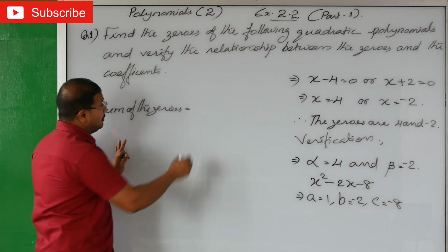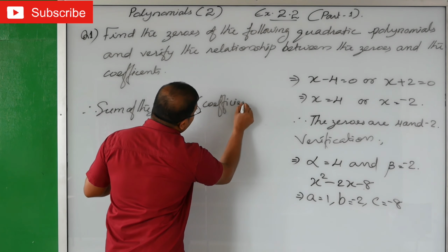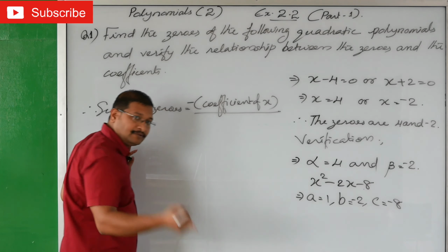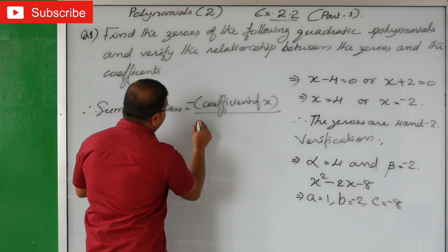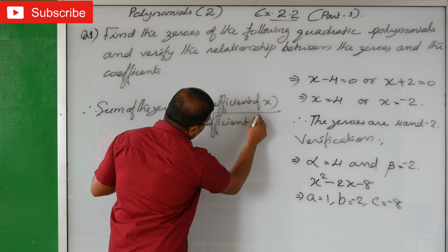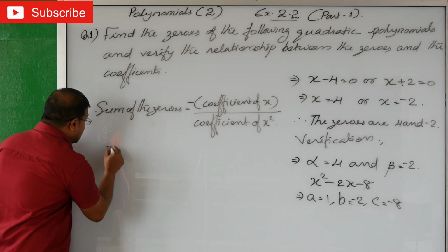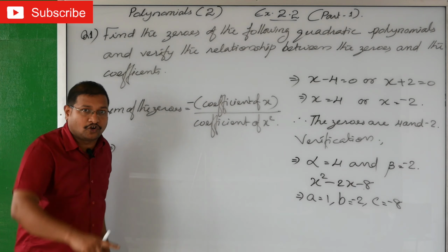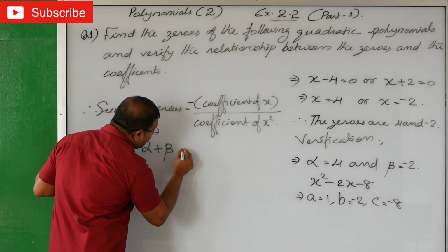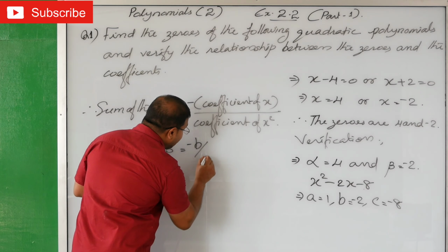Therefore, sum of the zeros equals, what is the equation? Minus of coefficient of x divided by coefficient of x square. Ready? This implies sum of the zeros, alpha plus beta, equals minus b by a.